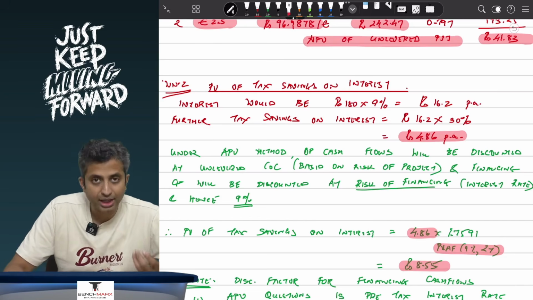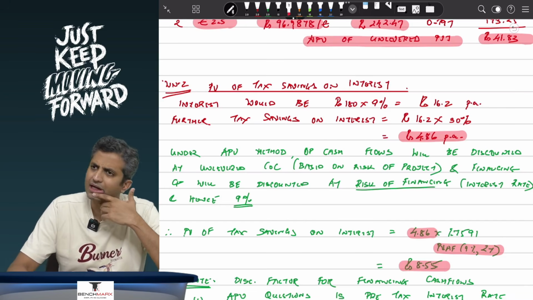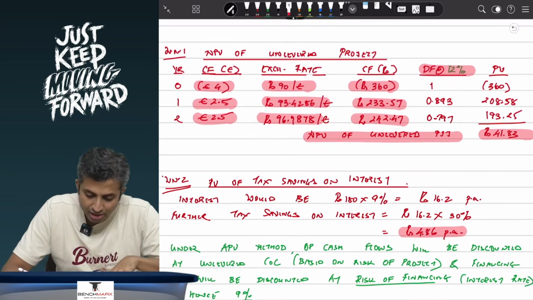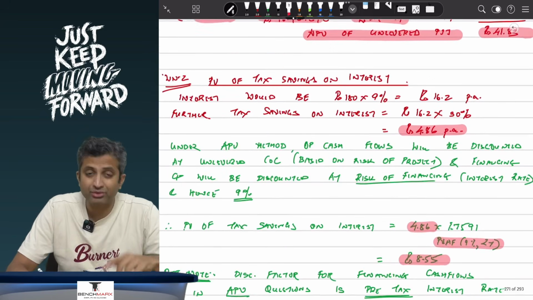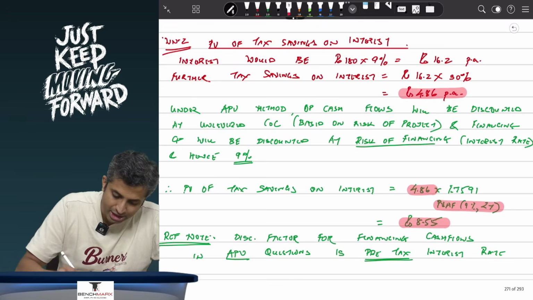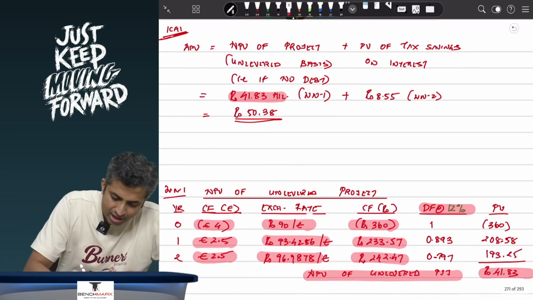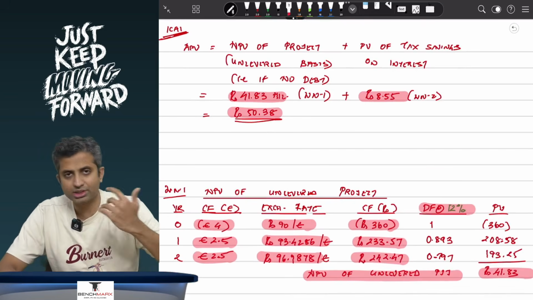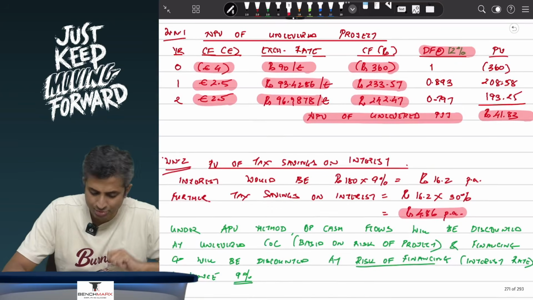Now, this is further, let us say, benefit due to the tax savings, and this is also in rupees. The earlier NPV of 41.83 is also in rupees. So your adjusted present value will be the total of 41.83 and 8.55, so that comes to around 50.38. It is positive, and hence the project is to be accepted.